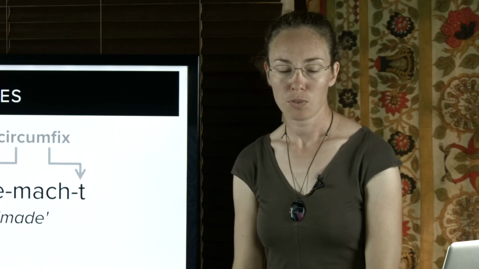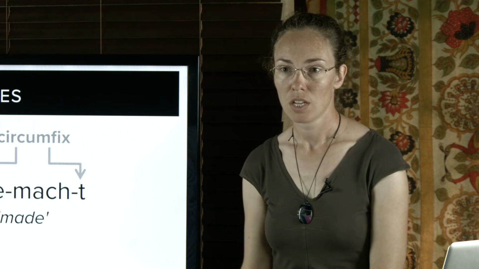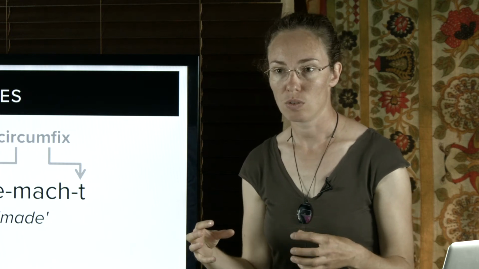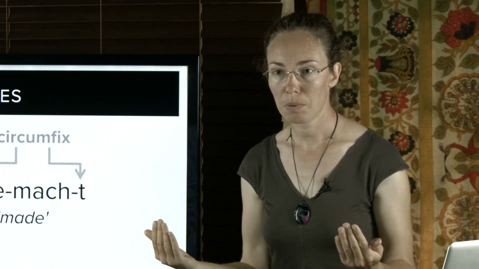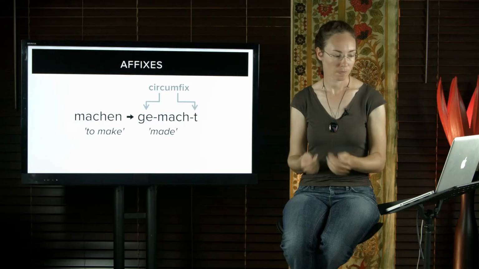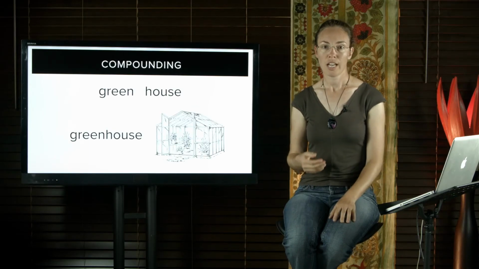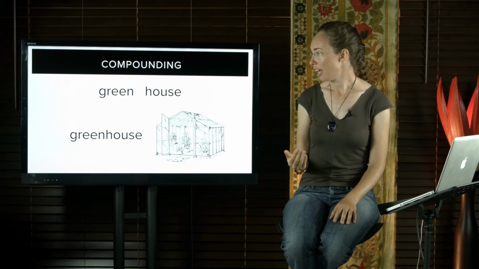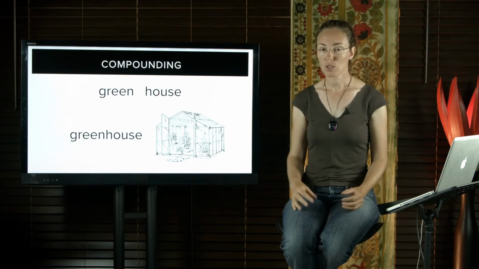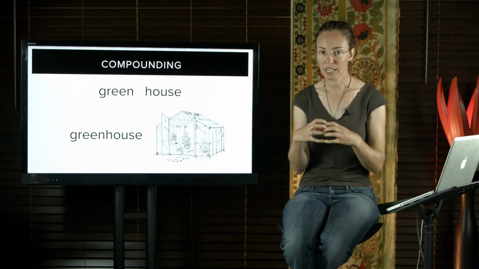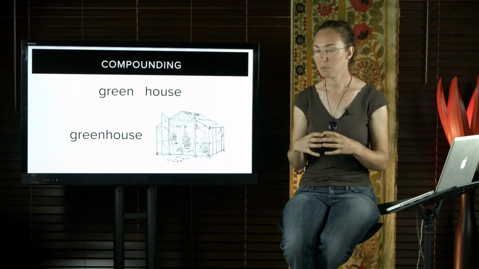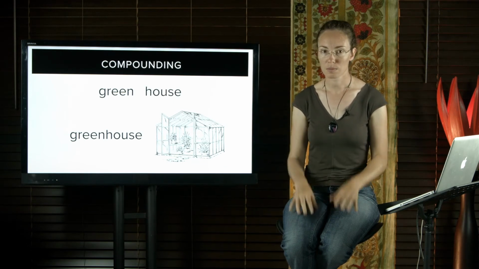Another way that words are formed is compounding. So instead of adding affixes to a root, it joins two separate words to form a new word. So English has the word green and the word house. We also have a compound word, greenhouse, which is one word formed out of these two component words.